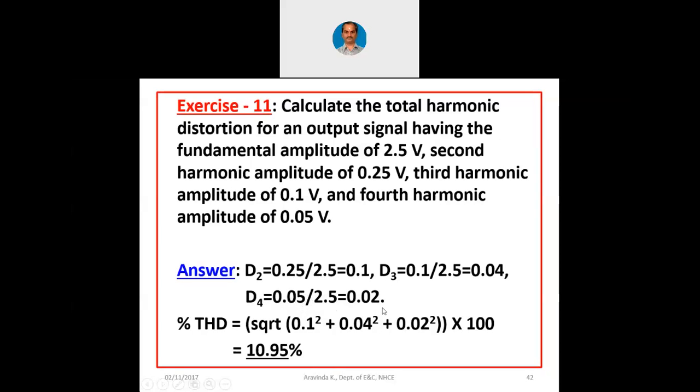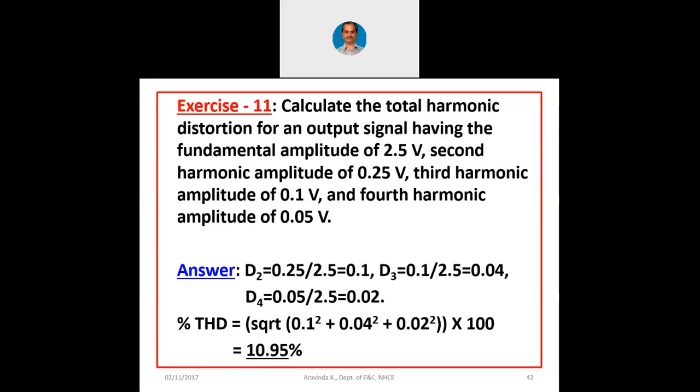That is 0.02. Now, we will have to square all of them and add them, take its square root. So, it is square root of 0.1 squared plus 0.04 squared plus 0.02 squared into 100. We have about 10.95% or 11% as the total harmonic distortion. In the case of a preamplifier, this is actually a setback.